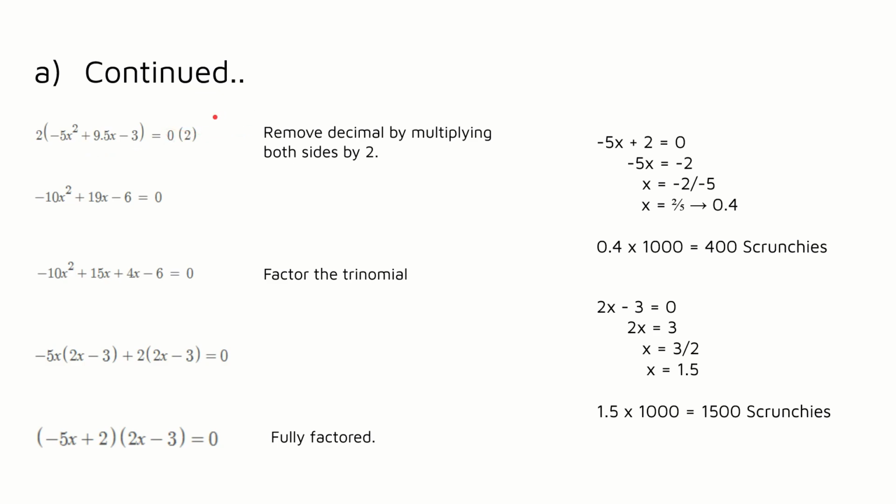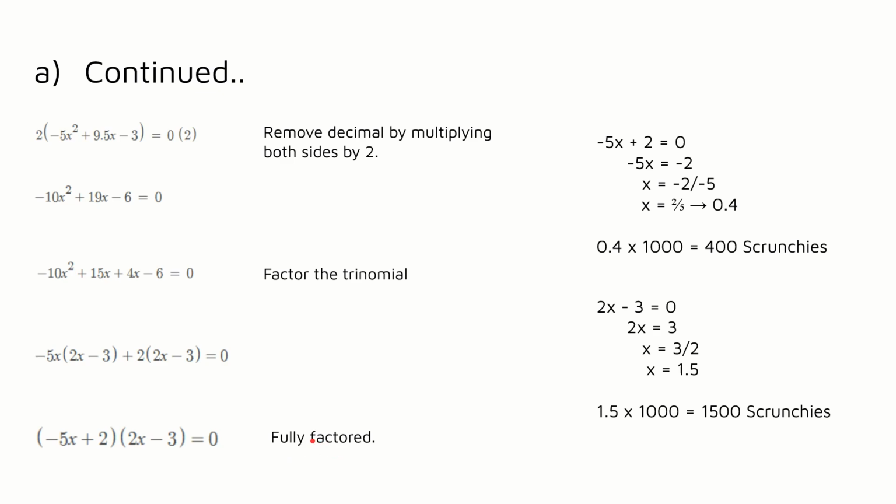To remove that decimal after converting from fraction to decimal, we just have to multiply both sides by 2. So 2 here and 2 here. Now we're left with a really nice and neat number of 19x. So negative 10x squared plus 19x minus 6 equals 0. Now we can factor this trinomial, what adds up to this and multiplies to that, we have 15x and 4x. Further factoring that out, we have 2x minus 3 and some remainders outside, and we can just merge them together to get negative 5x plus 2 and 2x minus 3.